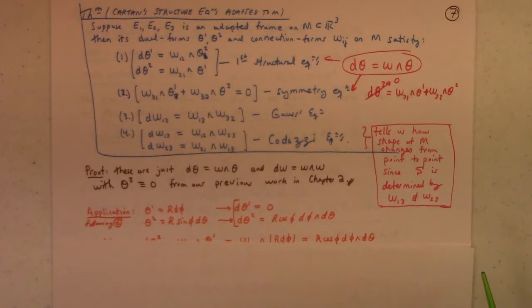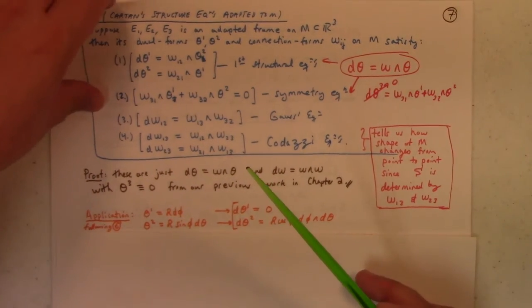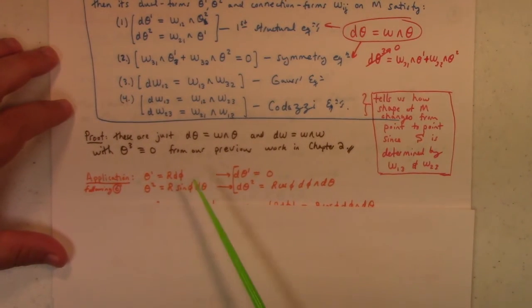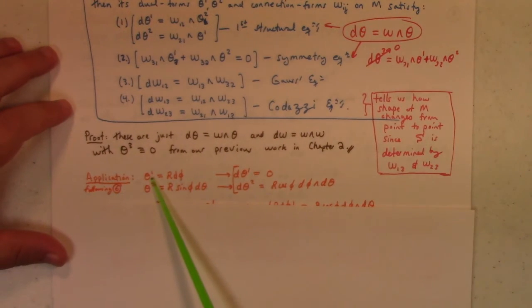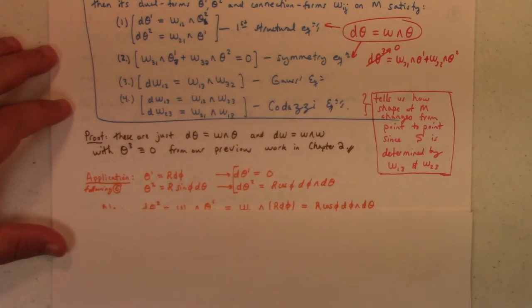Sorry, I'm going to do it a little bit at a time. So, move it up a bit. So we have this spherical frame, r d phi and r sine phi d theta. I can calculate the exterior derivatives of theta 1 and theta 2. I get 0 and r cosine phi d phi wedge d theta respectively.